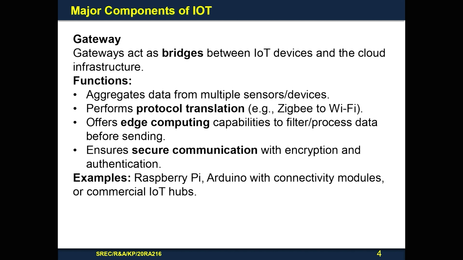And it also ensures secure communication with encryption and authentication so that unwanted intrusion will be prevented. A basic example of a gateway can be a Raspberry Pi or an Arduino device with connectivity modules. So this can be a peripheral device also.